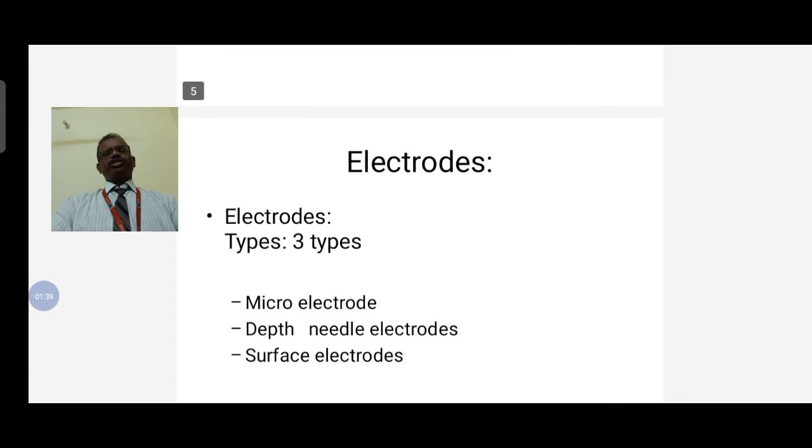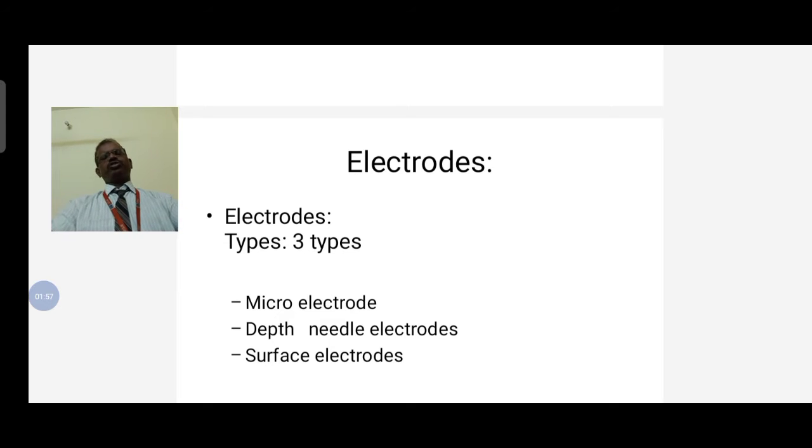We have already discussed electrodes. What is meant by electrodes? What is the purpose of electrodes? What is meant by electrode paste? What is the purpose of electrode paste? These are the basics of electrodes and bioelectrodes, which have already been discussed.